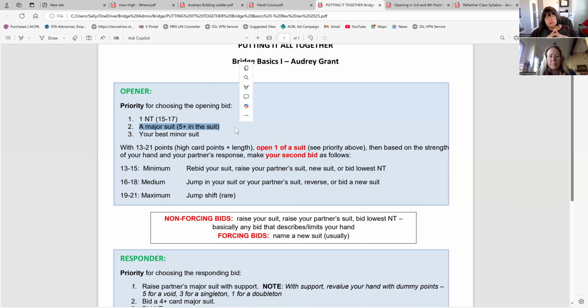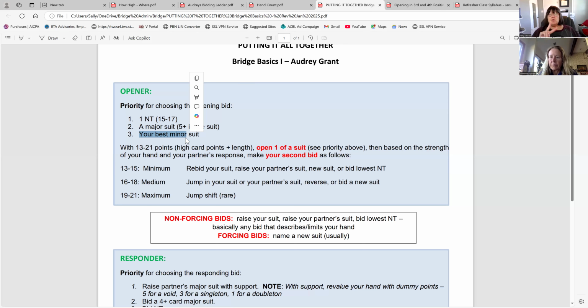We don't care how good the suit is. Here, we're looking for the number of cards. So a 5-card suit, you have 5 hearts or 5 spades, you're going to open one of a major suit. If you can't open one no trump and you don't have a 5-card major suit, then you open your best minor suit. Your best minor suit. If you've got a 5 or 6-card minor suit, great. It's easy to decide what to bid.